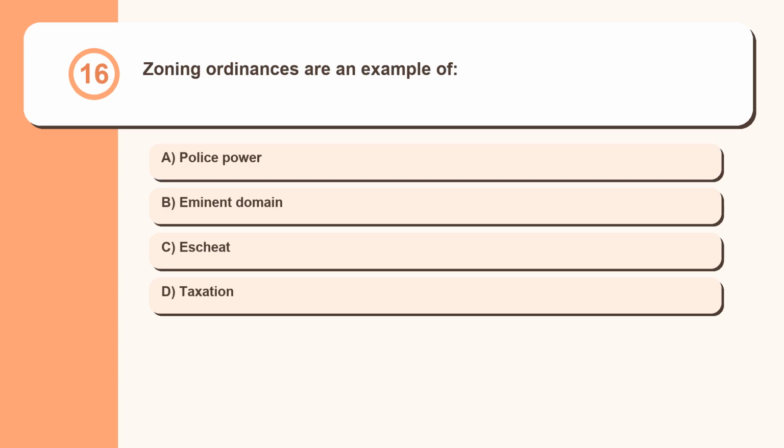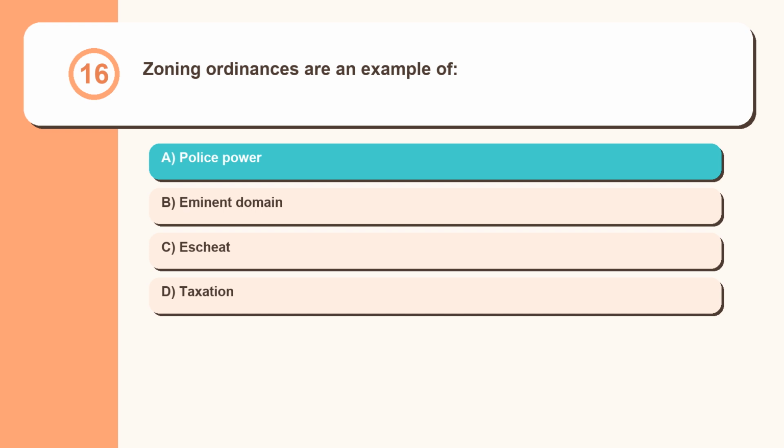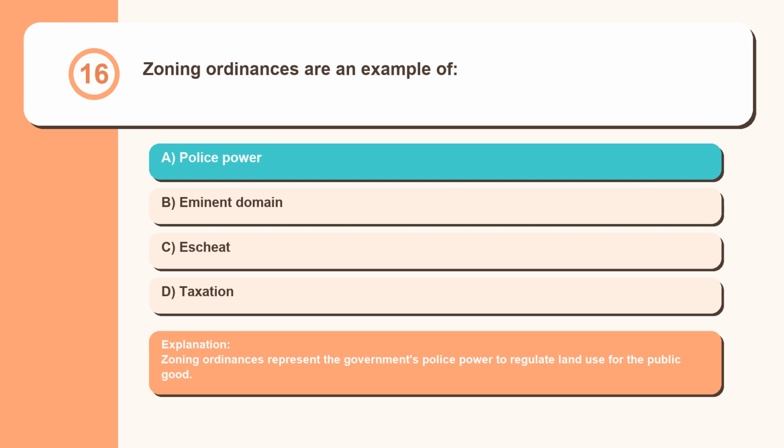Question 16. Zoning ordinances are an example of police power, eminent domain, escheat, taxation. Zoning ordinances represent the government's police power to regulate land use for the public good.